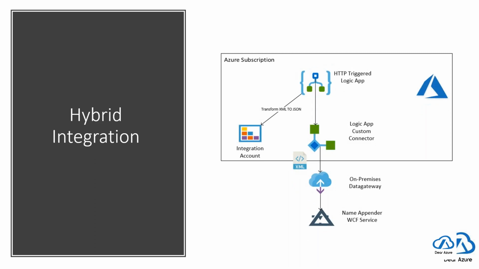Now this is a really contrived example, but it has an HTTP triggered logic app, which basically takes the first name and last name and returns an appended name as first name plus space plus last name. So what it does is it basically hands over that call to a WCF service that is deployed on my laptop at this moment. So it's basically on premises.